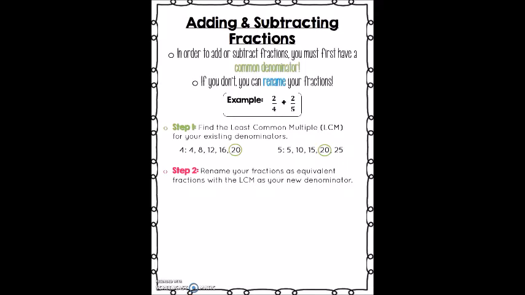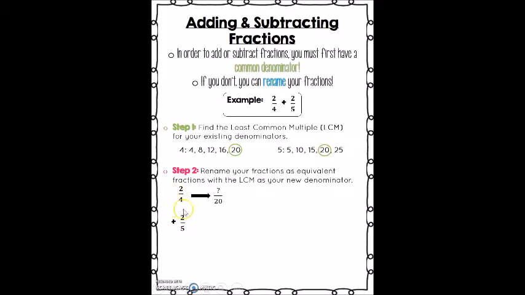Next, I'm going to use that least common multiple as my new denominator and make equivalent fractions. So in other words, I'll rewrite 2/4 and 2/5, and I'll make equivalent fractions using a common denominator. So let's start with the 2/4. I know I want to turn 2/4 into an equivalent fraction made up of 20th pieces.